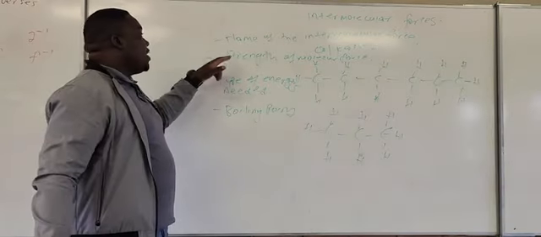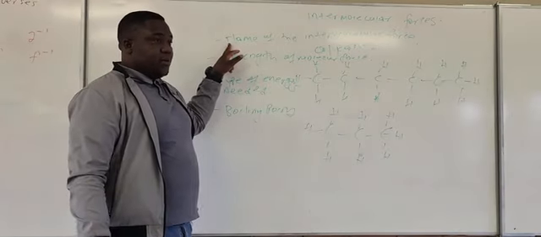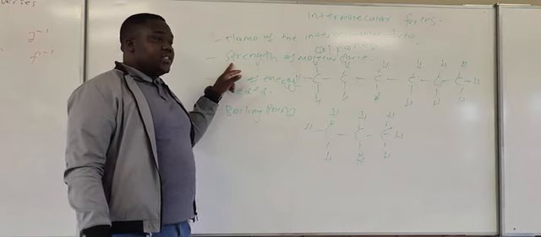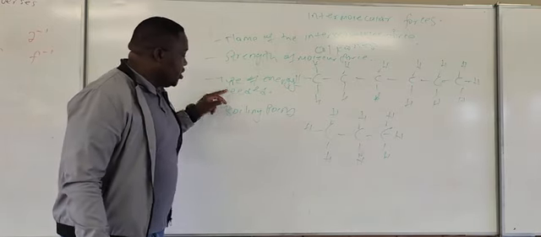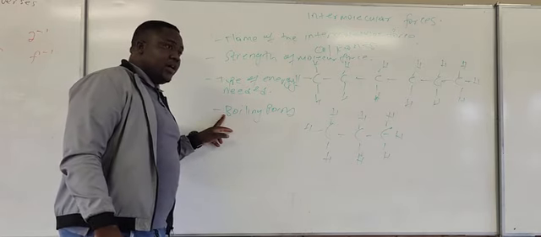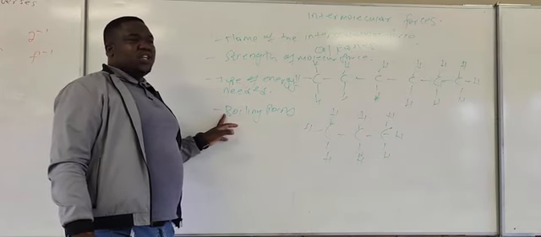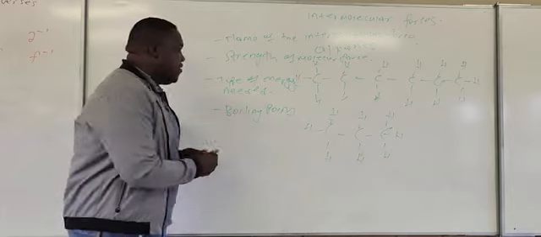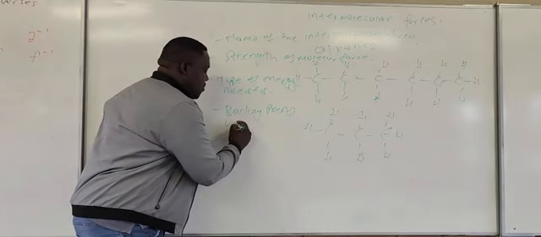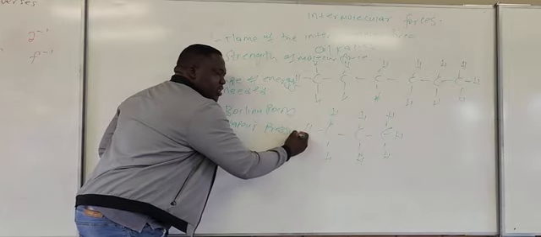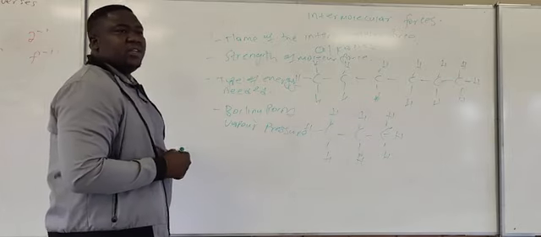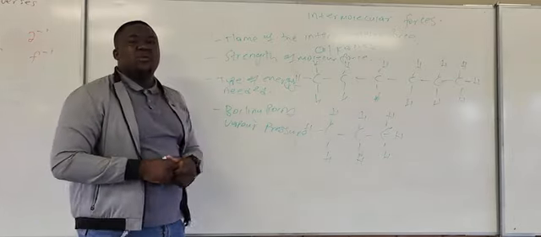The first thing you give is the name of the intermolecular force. Then you give the strength of the intermolecular force. Then you talk about the type of energy that is needed. Then you talk about the boiling point. And you know that when we talk about the boiling point, we eventually talk about the vapor pressure, because we know that vapor pressure is inversely proportional to boiling point.